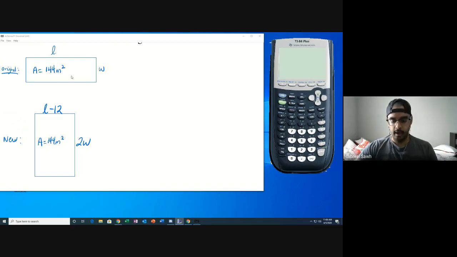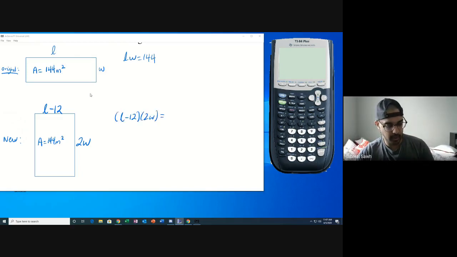Now, in order to find the area of a rectangle, you can take the length and width and multiply them together. We can do this for both of these. So length times width equals 144. And for the one down below, we could say (length minus 12) times 2W, again, equals 144.